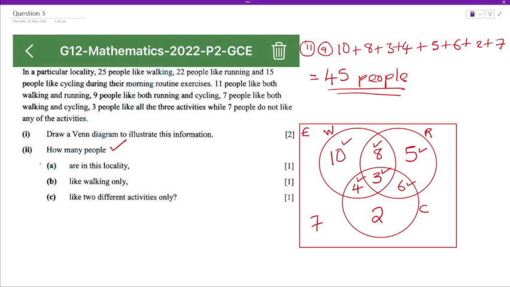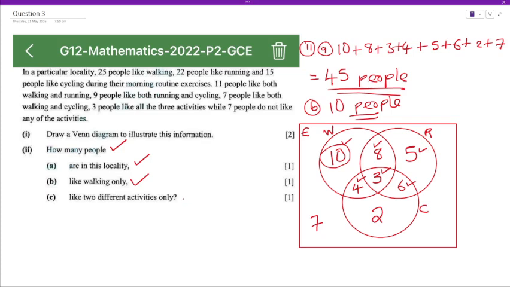Okay, we're done with A. How many people like walking only? Walking only, it's just these guys here. Okay, walking only, it's just 10 people. By now I know we are okay with actually identifying these regions.